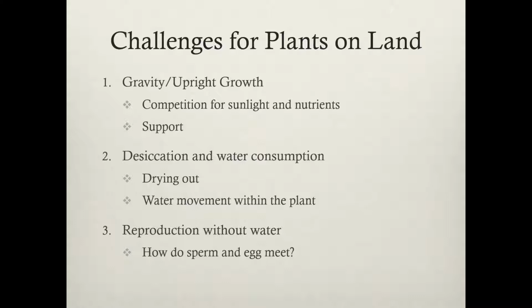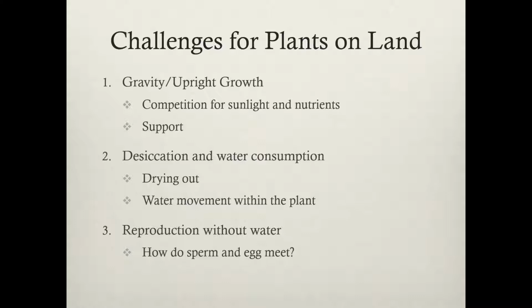And finally, reproduction was a challenge. A lot of green algae use sperm and egg for their mode of reproduction. However, sperm is flagellated. Sperm need to be able to swim in something. So when you're in an aquatic environment, this is not a problem. Sperm can swim through the water and find the egg, and then fertilization has occurred. But you don't have this luxury on land.